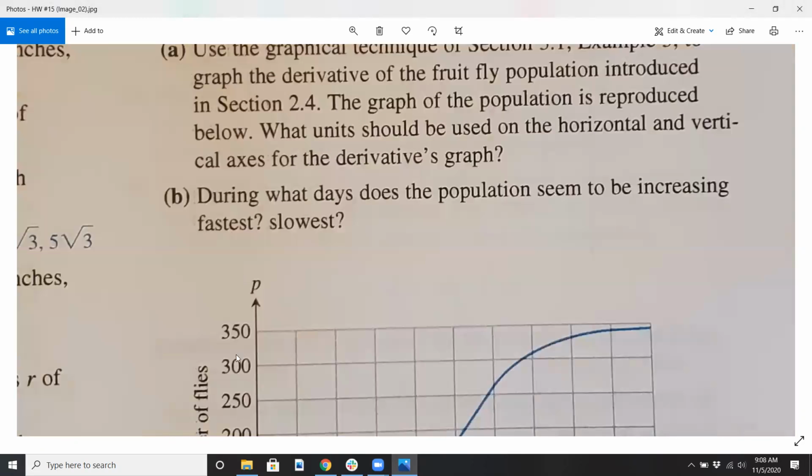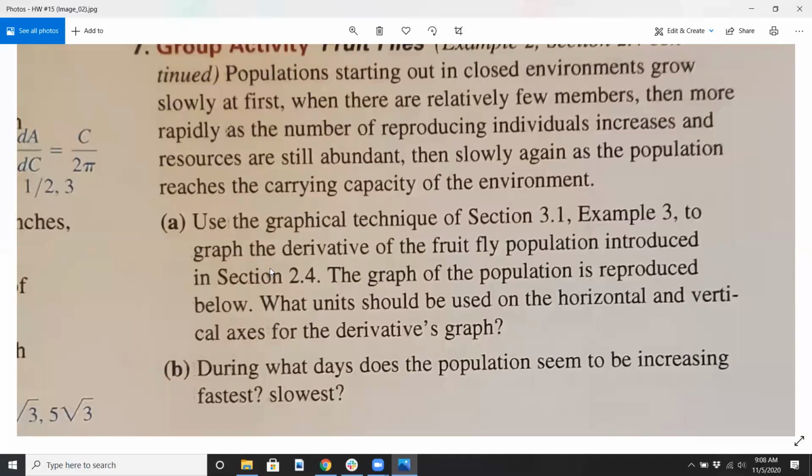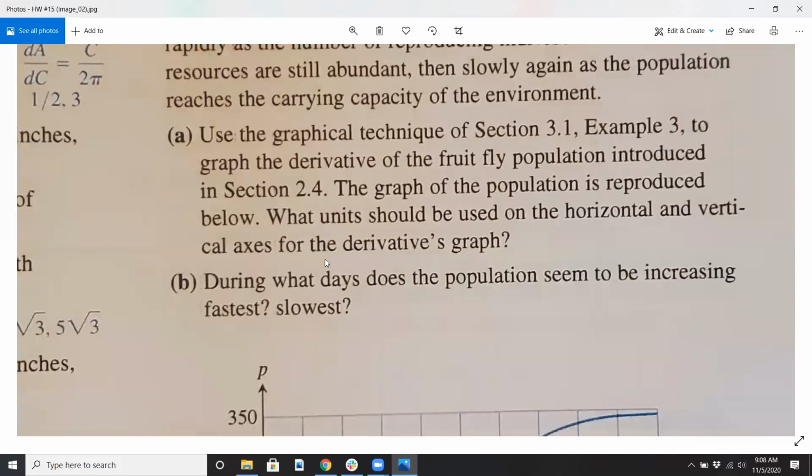For this one here, they're asking you to use graphical technique section 3.1 example 3. I don't know what that means. To graph the derivative. Okay, we know how to graph derivatives. We've done that before. The graph of population is reproduced below. What unit should be used in the horizontal and vertical axes of the derivative graph?